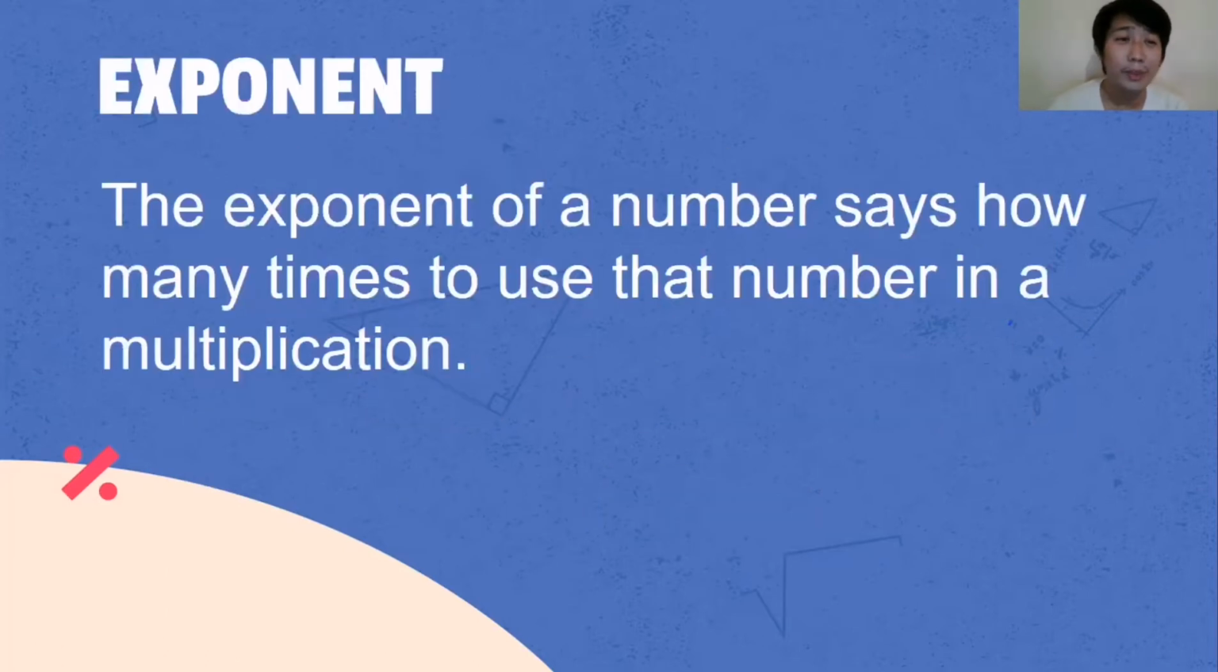Let's start. What is exponent? The exponent of a number says how many times you use that number in a multiplication. For example, if you have 3 raised to 2, that means you need to multiply 3 two times by itself. That's why 3 raised to 2 is equal to 9.